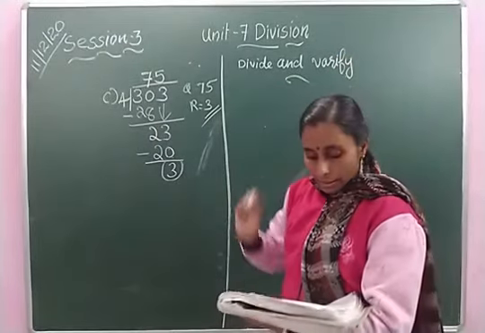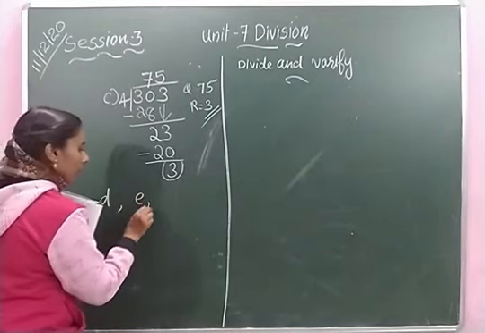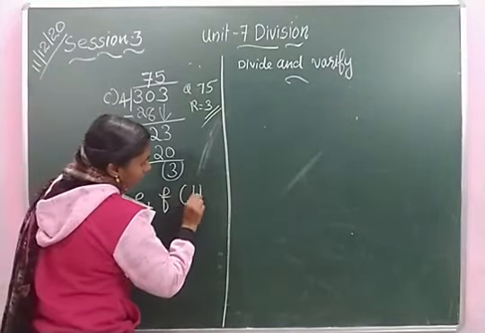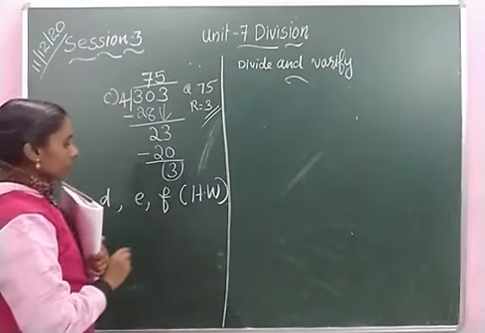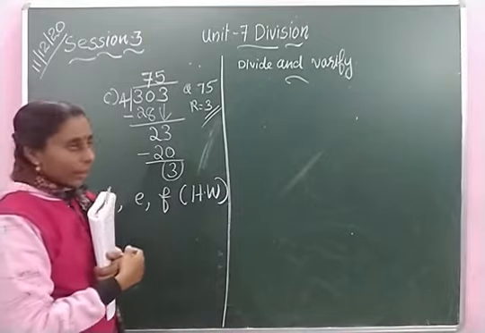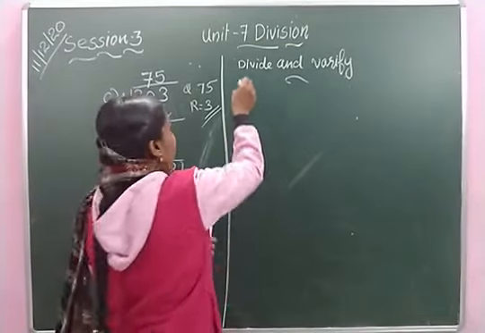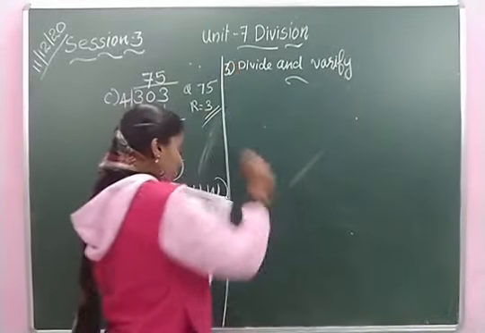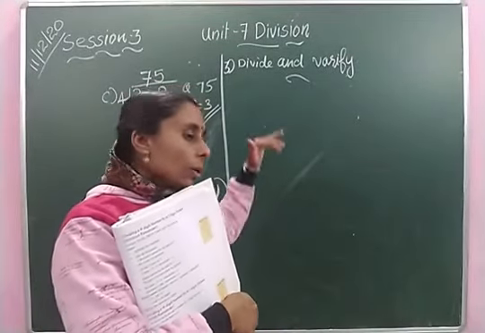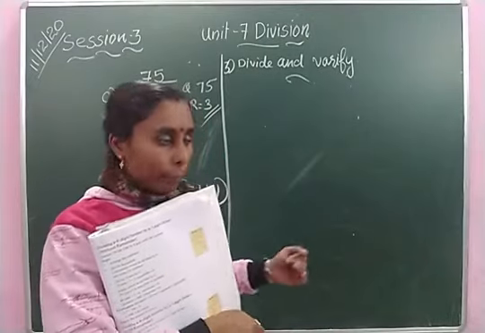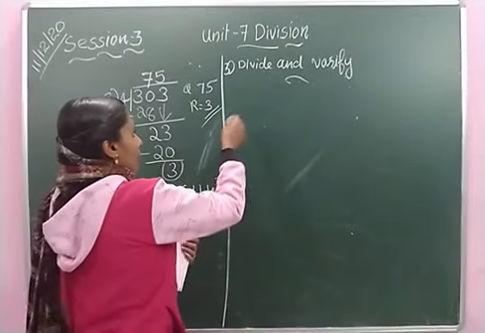Here question number C, till C we have completed. D, E and F, do in your copy as homework. Now it's question number 3. Divide and verify. This is also your copy work. Those who are writing now while watching the video, you can follow what I am telling. Question number 3. Divide and verify.